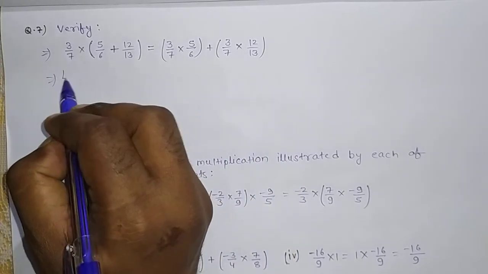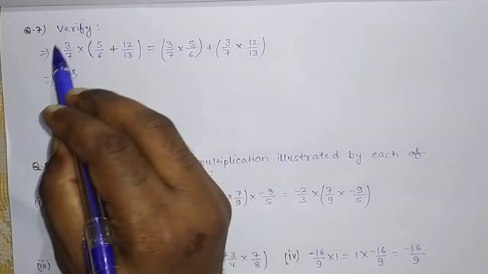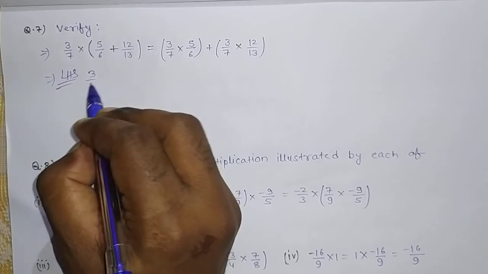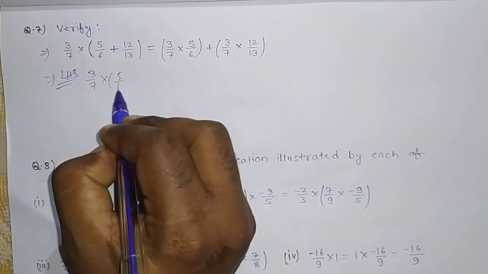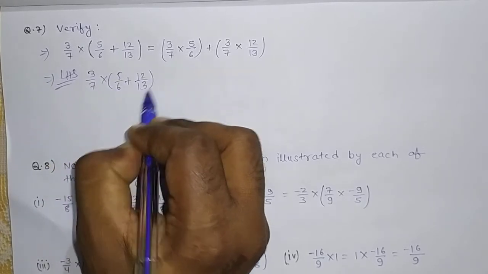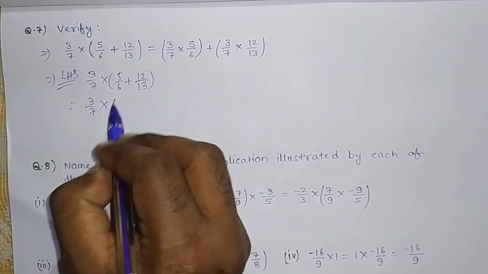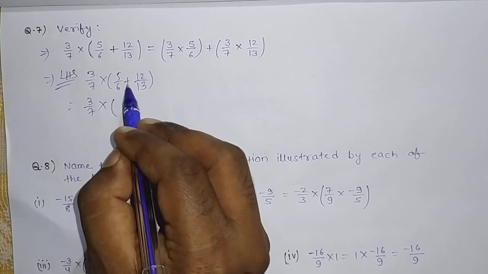First we have to take the LHS part. So this is the LHS part and this is the RHS part. Just write it: 3 by 7 into (5 by 6 plus 12 by 13). Solve it. 3 by 7, 5 by 6 plus 12 by 13.